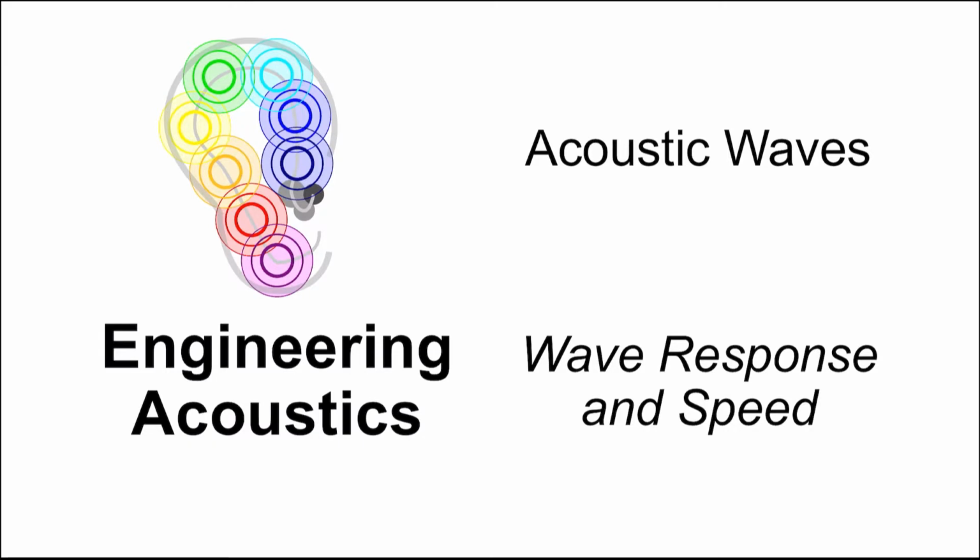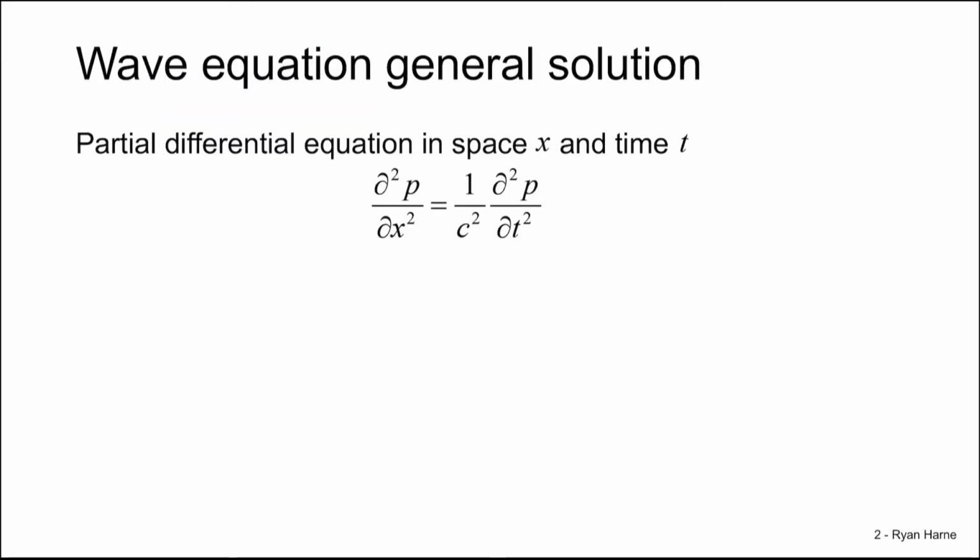In this video, we'll learn about the basics of acoustic waves and how they propagate in one and multiple dimensions. So let's get started. We found in the last video the acoustic wave equation, and we saw that it was a partial differential equation in space and time, x and t, at least in one dimension. The acoustic wave equation was the second partial derivative of x on p is equal to 1 on a constant c that we'll learn more about in this video, multiplied by the second partial derivative in time of acoustic pressure p.